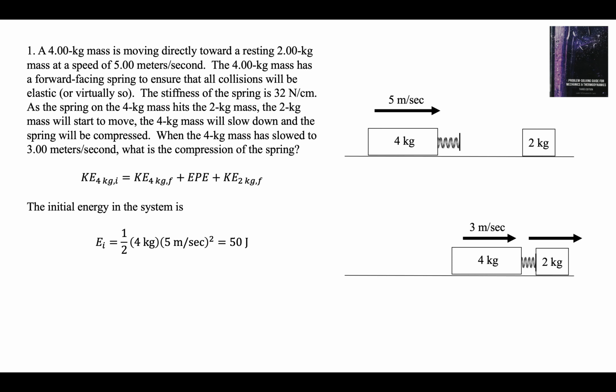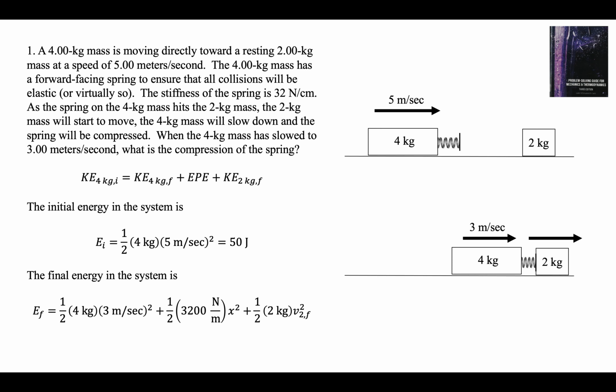The final energy in the system has to be 50 joules. We can write an expression for it. This is the 4 kilogram mass moving at 3 meters per second. This is the elastic potential energy of the spring. Note that we converted from newtons per centimeter to newtons per meter. If it's 32 newtons for 1 centimeter, you need 3,200 newtons to pull it a meter, 100 times as much force. And this is the kinetic energy of the 2 kilogram mass. And we don't know what the speed of the 2 kilogram mass is in that second picture. We have 2 unknowns, x and the speed of the 2 kilogram mass.